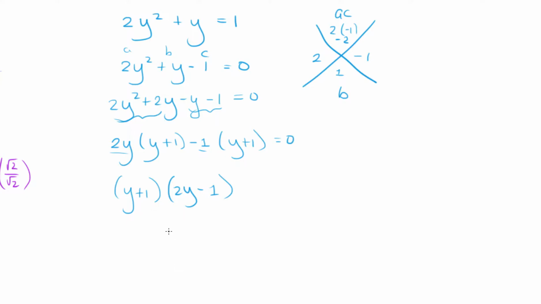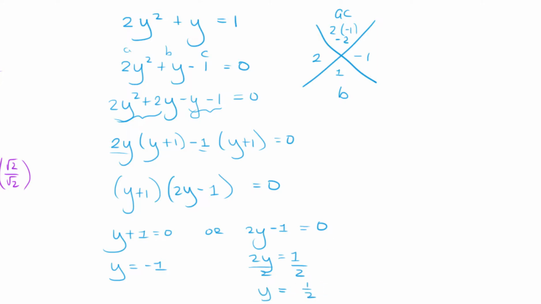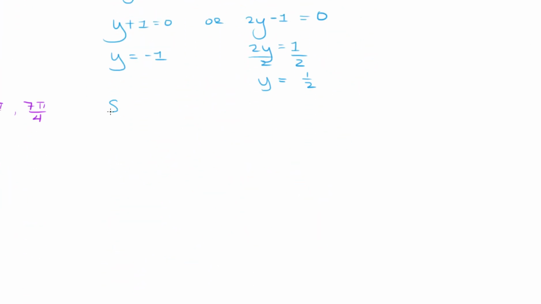Equals 0. Now the zero product rule says that if two things are multiplying equal to 0, that means that one of them is equal to 0. So y plus 1 equals 0, or 2y minus 1 equals 0. We solve for y equals negative 1. Here, 2y equals 1. We divide by 2, so y equals 1/2. But what was y? We defined y to be sine of x. Sine of x equals negative 1. Sine of x equals 1/2. The question is, what angle on the unit circle will give you sine equals negative 1? And the answer will be 3 pi over 2.